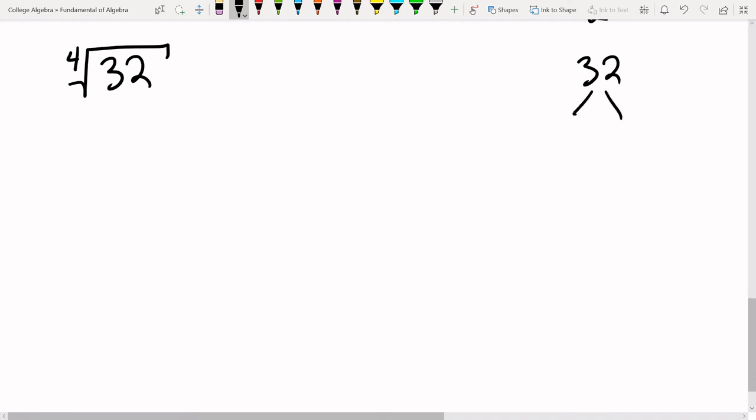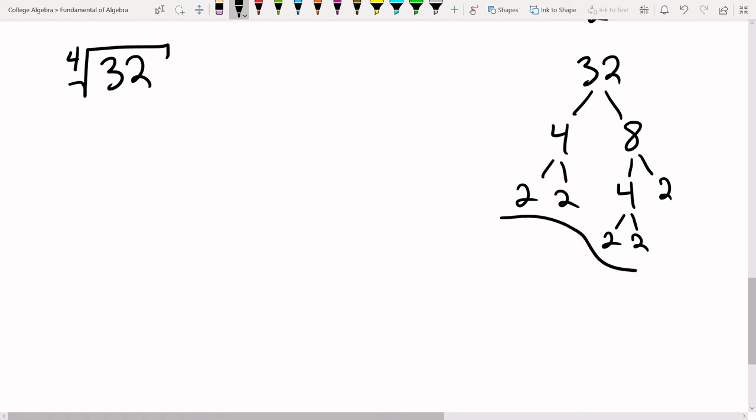32 is, let's do 4 times 8. 4 is 2 times 2. 8 is 4 times 2. And 4 is again 2 times 2. Because the power on the radical is 4, we're looking for a group or groups of 4 numbers that are the same. And we have a group here. There's 4 2's. And this 2 is left by itself.